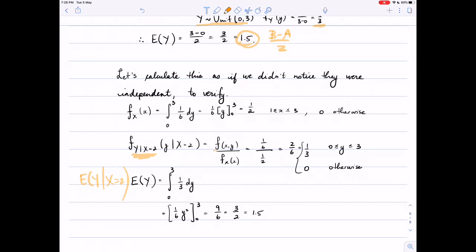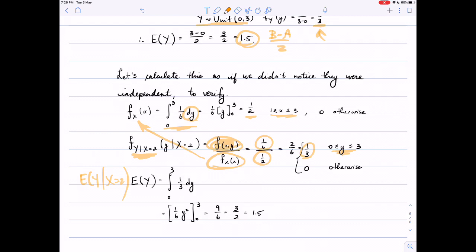We need to have the joint density, we need to divide by the marginal. So to calculate the marginal, we would integrate out the y and get 1/2 for x from 1 to 3. We would then take the joint density and divide it by the marginal density. 1/6 divided by 1/2 gives me 1/3, which incidentally I knew, but if we hadn't noticed that, we'd have the conditional distribution here from 0 to 3 is 1/3.